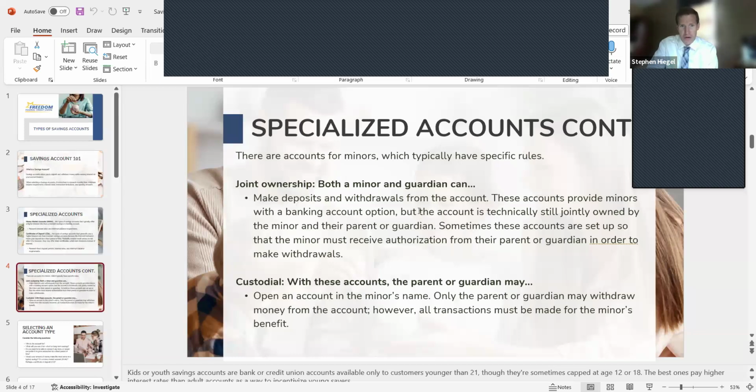We also have custodial accounts. With these accounts, the parent or guardian may open an account in the minor's name, but only the parent or guardian may withdraw money from the account. However, all transactions must be made for the minor's benefit. Kids or youth savings accounts are bank or credit union accounts available only to customers younger than 21, though they're sometimes capped at age 12 or 18. The best ones pay interest rather than adult accounts as a way to incentivize young savers.